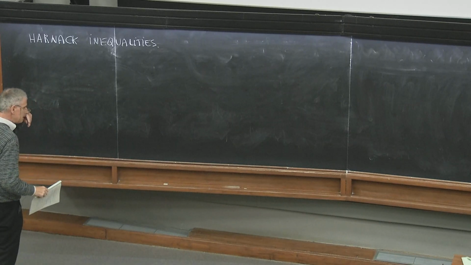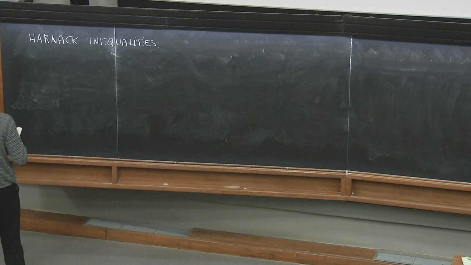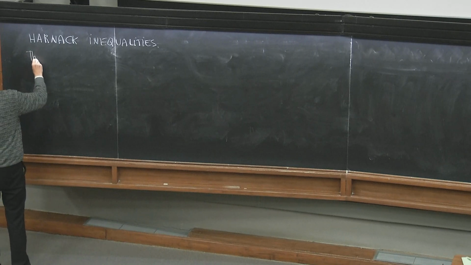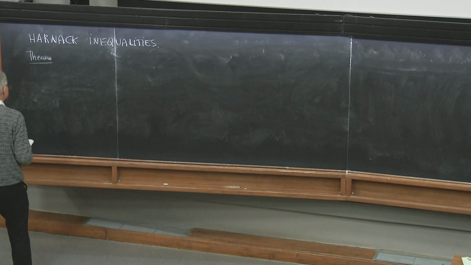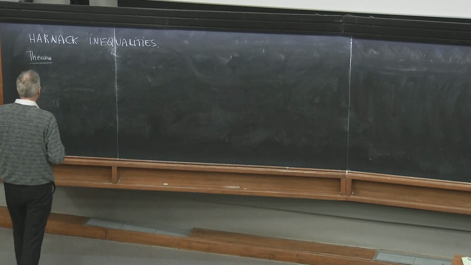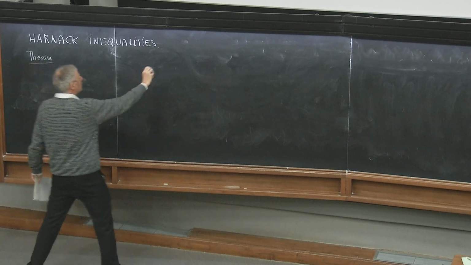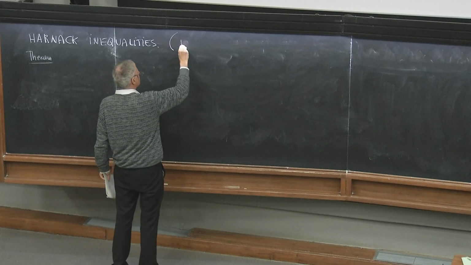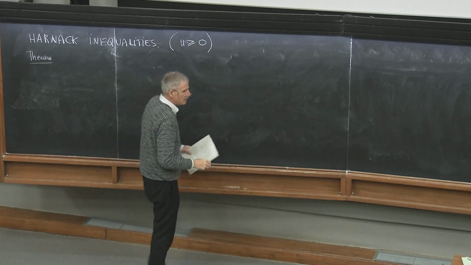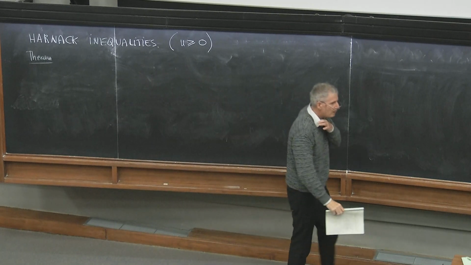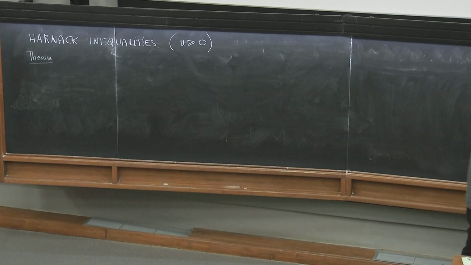So let me start maybe from the first way, sort of optimal way. Okay, remember, this always holds under a new assumption. So remember that when you have Harnack inequalities, you will typically be concerned with the assumption on the sign of U.